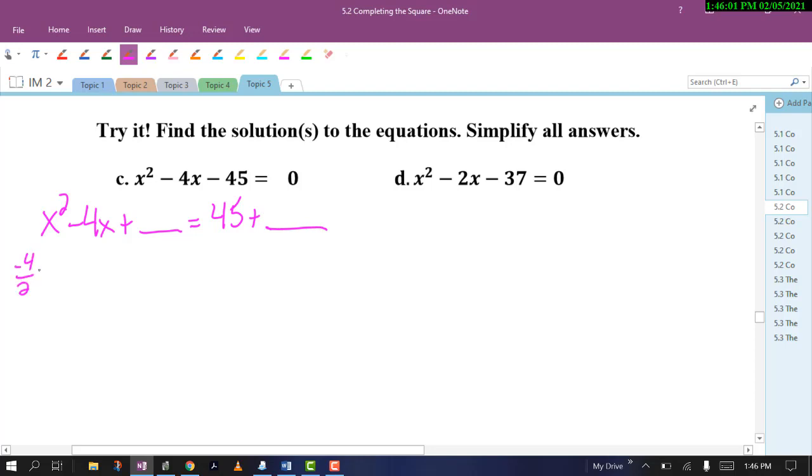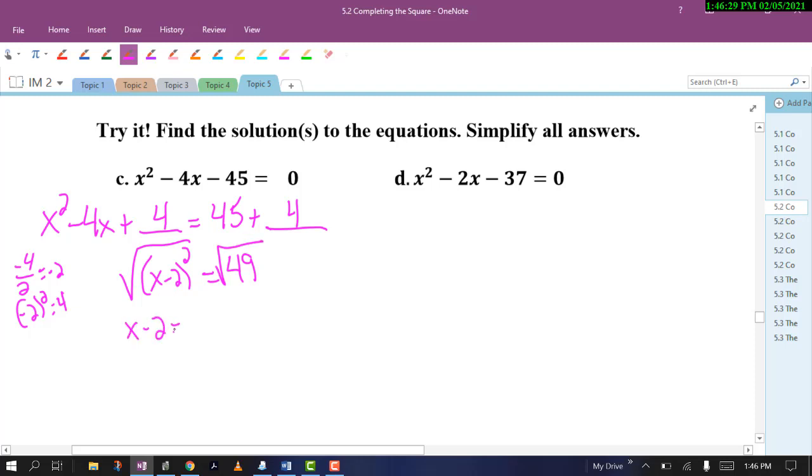Negative 4 divided by 2 is negative 2. Negative 2 squared is 4. So that's what I'm adding in here. On the right side, 45 plus 4 is 49. On the left side, what two numbers multiply to 4 but add up to negative 4? Well, that'd be negative 2 and negative 2, or (x minus 2) squared. Then we square root them.